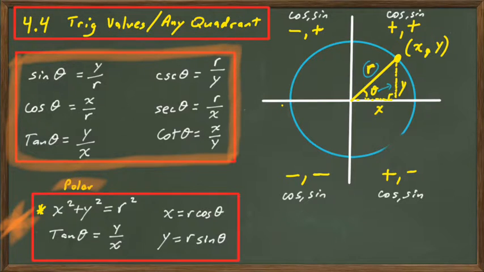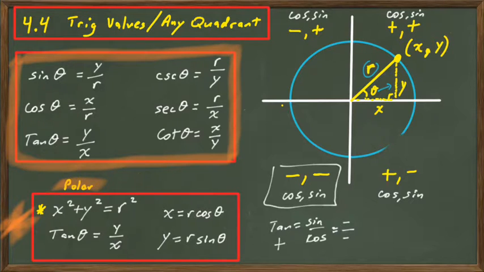Now, look in the third quadrant. Tangent is sine over cosine. So what sign would the tangent be? Sine over cosine. You'd have a negative divided by a negative. Wouldn't the tangent be positive in quadrant 3?